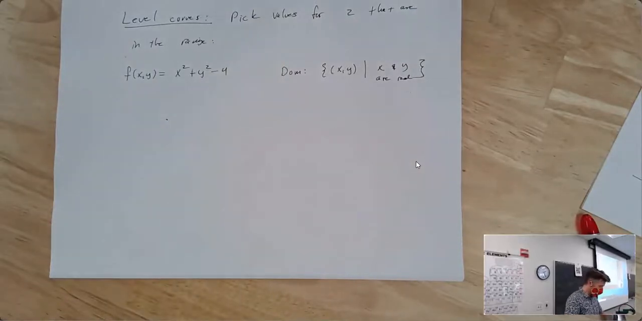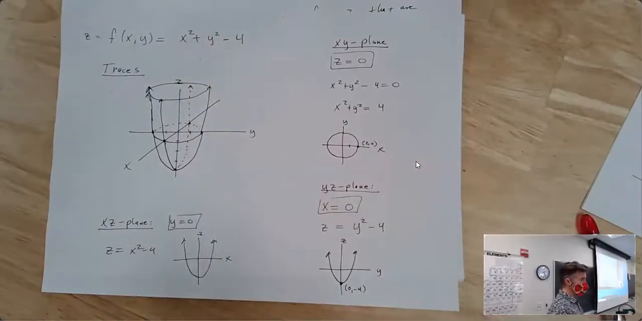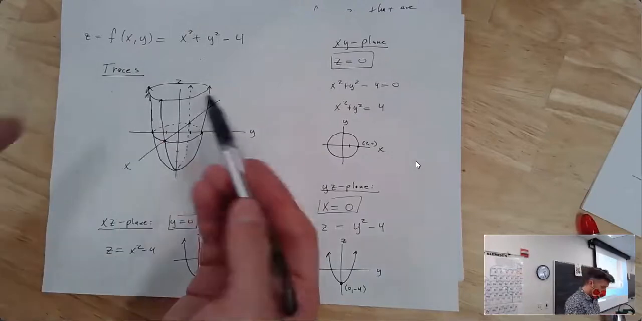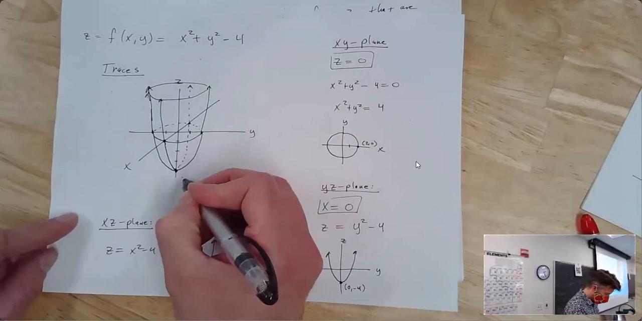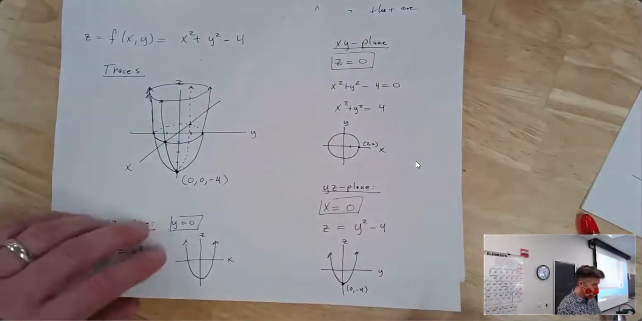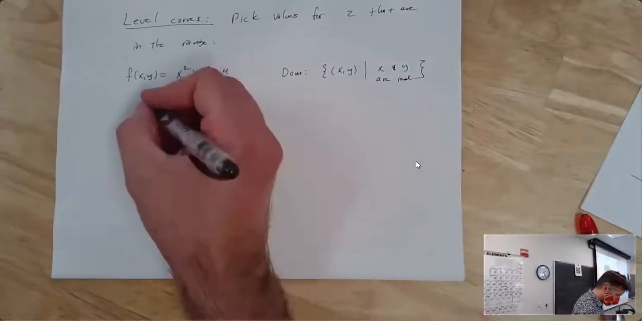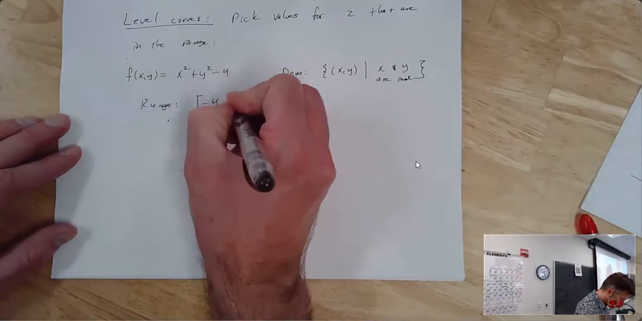If I look at the picture, the range is how high and low this thing can go, because we typically draw the z-axis as the vertical axis. It can go up forever, but our bottom value is, what's that point there? Yeah, so our range here is definitely limited. Our range is -4 to infinity.